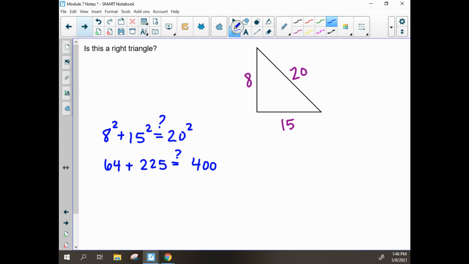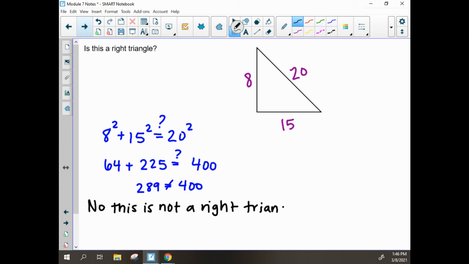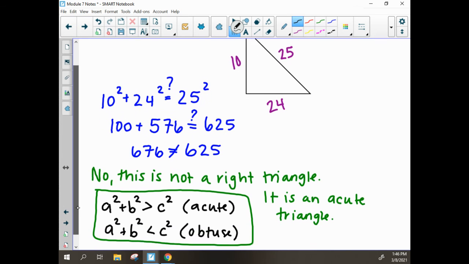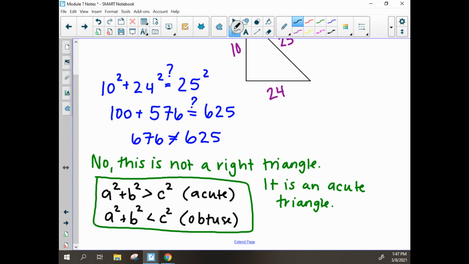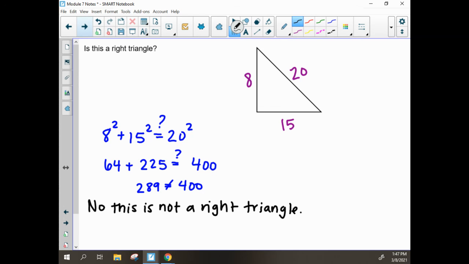And if you get 64 plus 225, you're going to get 289, which is not equal to 400. So then we can determine, no, this is not a right triangle. Then we look back at our note from the last slide, and we have that a squared plus b squared did turn out to be less than c squared, so it is an obtuse triangle.